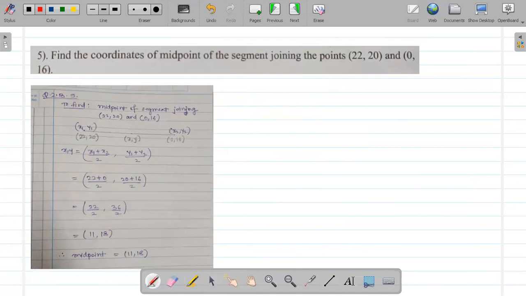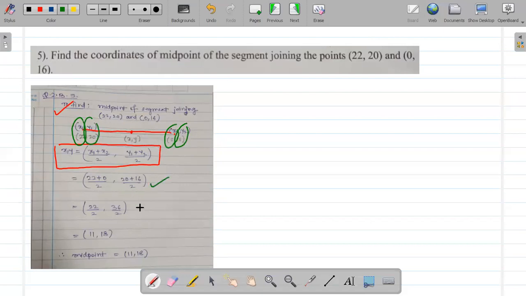So you can just start with drawing out 2 points and then joining them, and then we need to find the midpoint like that. So to find midpoint of these 2 points, you start with writing out the formula x1 plus x2 over 2, comma y1 plus y2 over 2, and then just replacing the values. X1 is 22, y1 is 20, x2 is 0, y2 is 16. Substituting the values like that and then simplifying, reducing it to lowest form, you get the midpoint to be 11, 18.